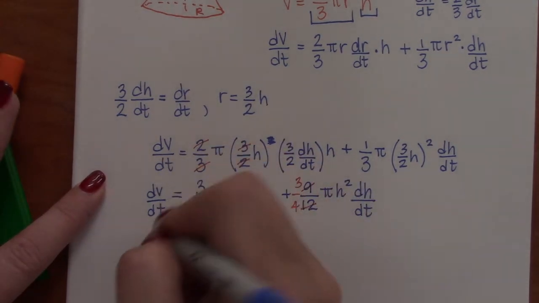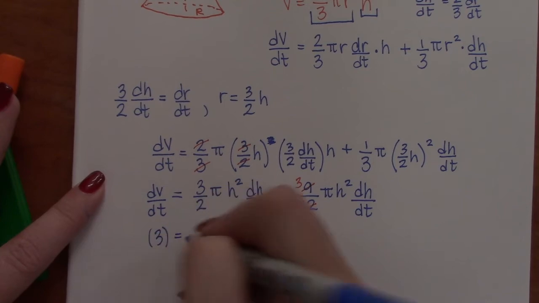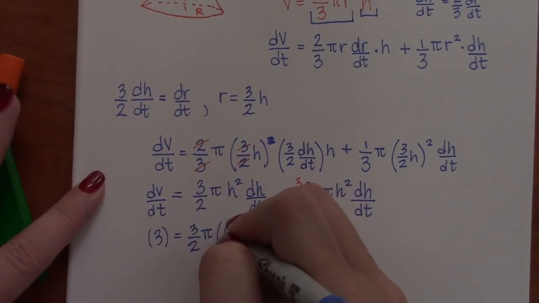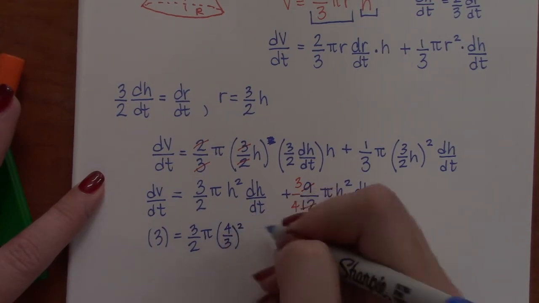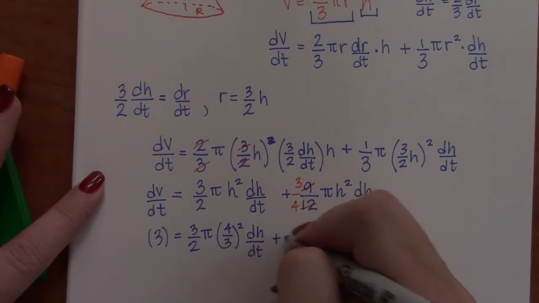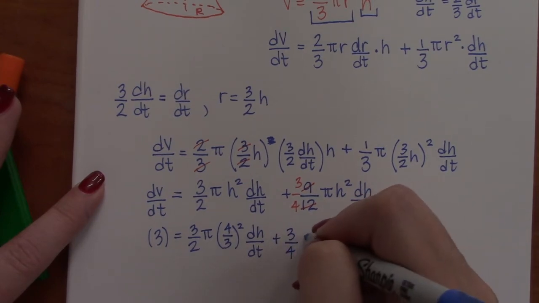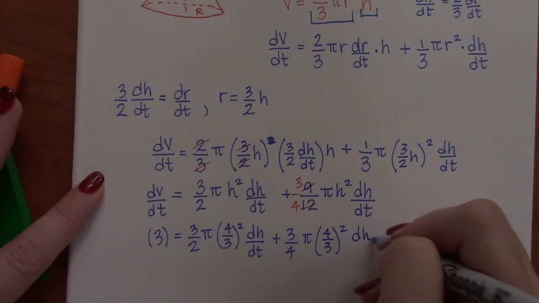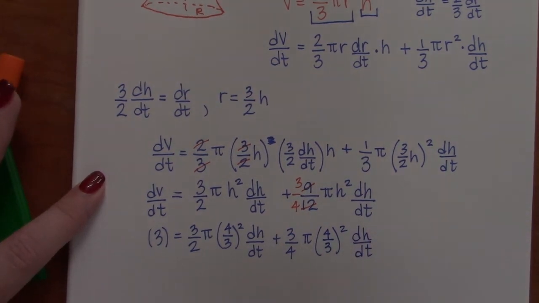So now I'll plug in some numbers. So 3 equals 3/2 pi. My h was 4/3, that gets squared. dh dt is what I'm looking for, plus 3/4 pi times 4/3 squared dh dt.